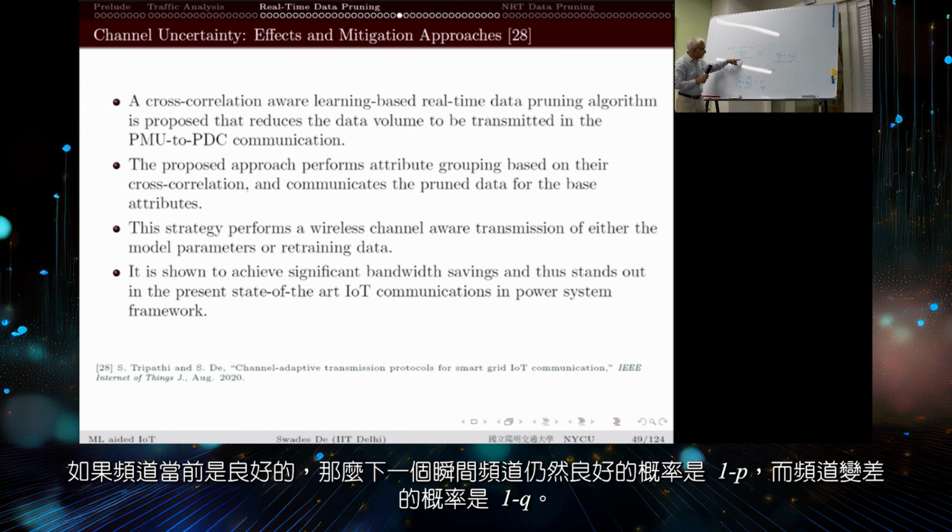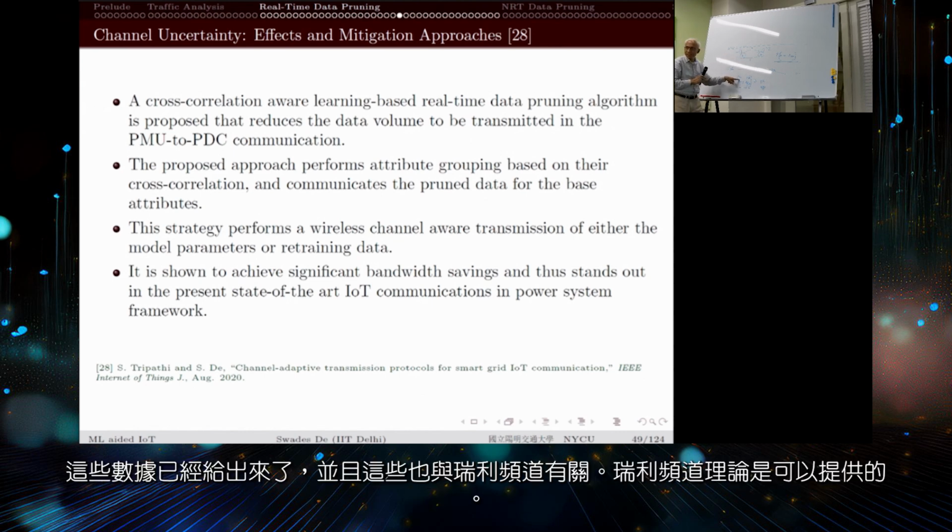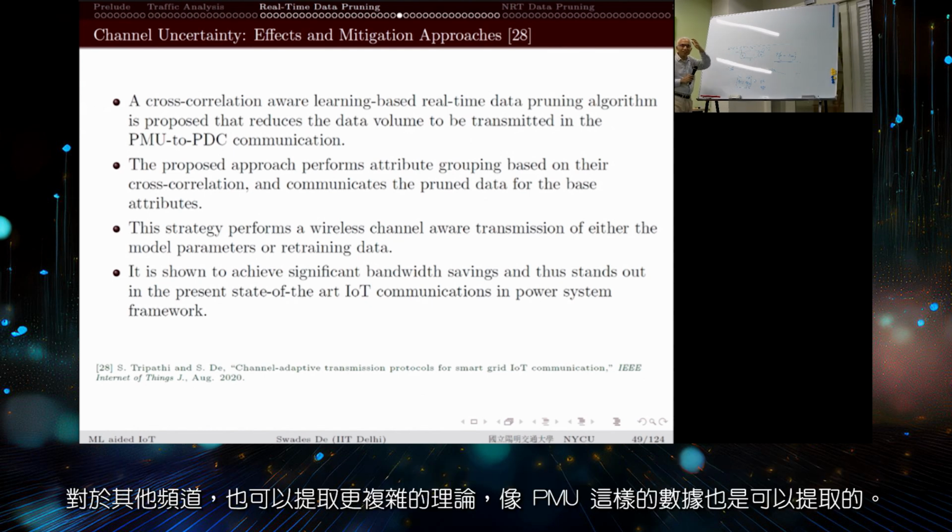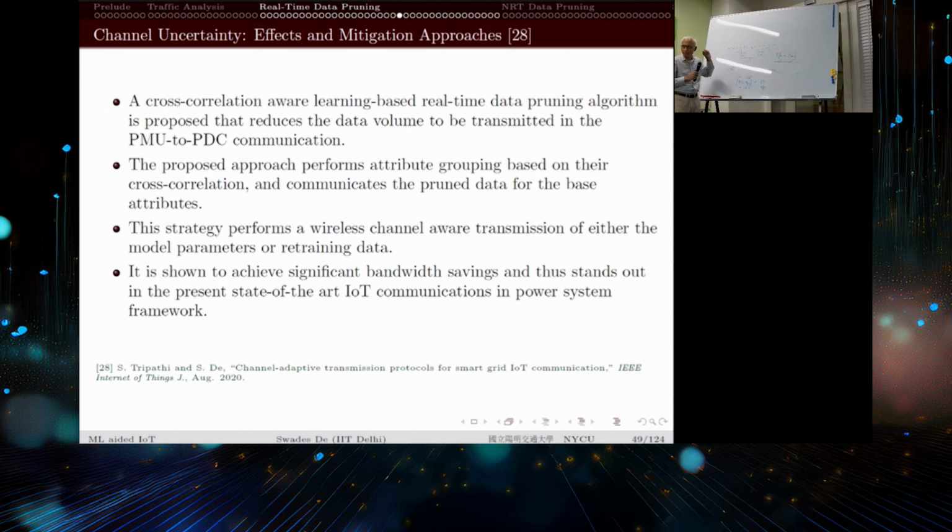This is, if the channel is currently good, what is the probability that the next instant the channel is good, which is 1 minus P. PGG is 1 minus P. PBB is 1 minus Q. So this is given to you already, and these are also connected with the Rayleigh channel. Rayleigh channel theory is available. Likewise for other channels also a complex theory can be extracted. So P and Q can be extracted.